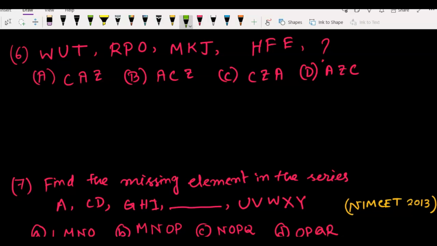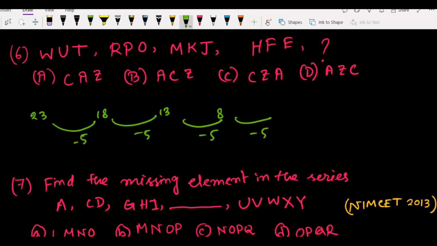So we have W, U, T, R, P, O, M, K, J, H, F, E. And what is the next? So W is 23, R is 18, M is 13 and H is 8. So you see the difference is 5. So we get minus 5, here also minus 5, here minus 5. So then 8 minus 5, it will be 3.